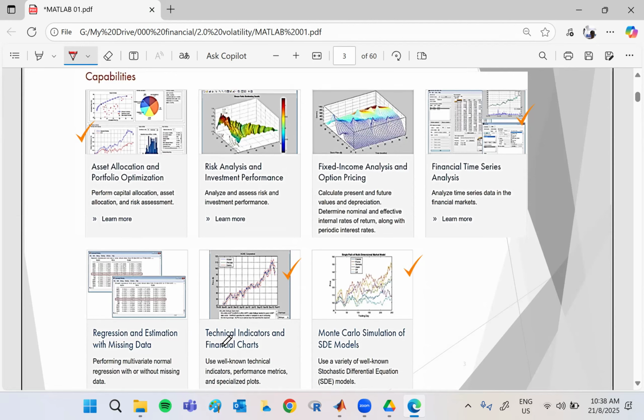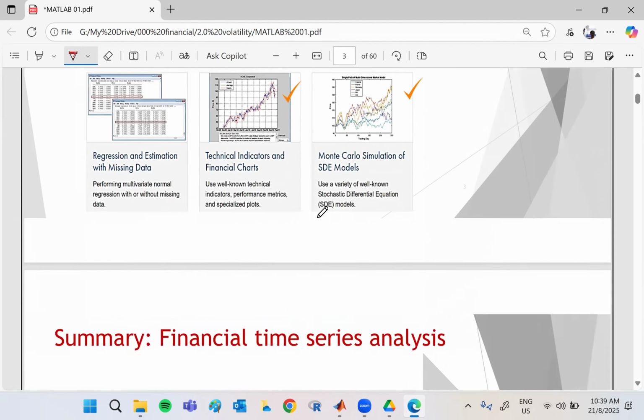You can also use technical analysis to do the prediction, and another method is called Monte Carlo simulation, to predict the prices or the returns value. Other than that, you can also use MATLAB to do the risk analysis.